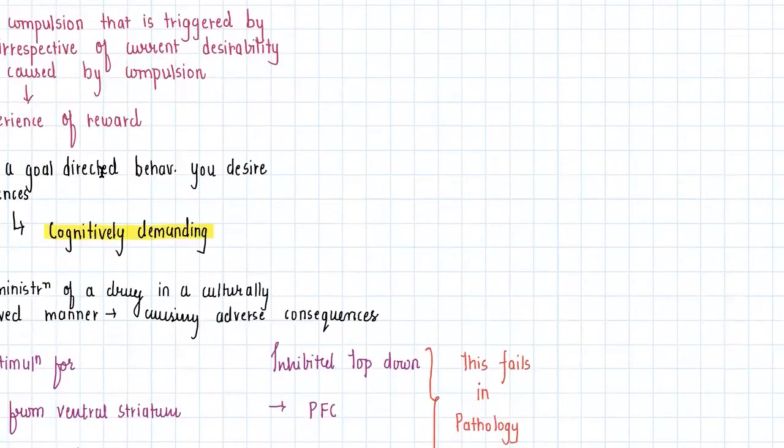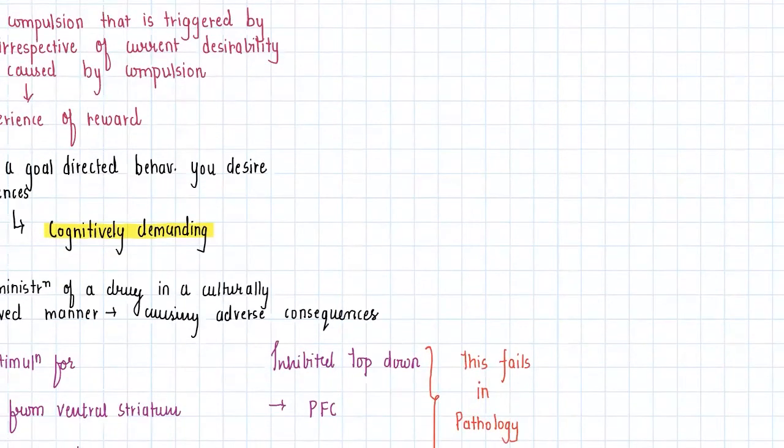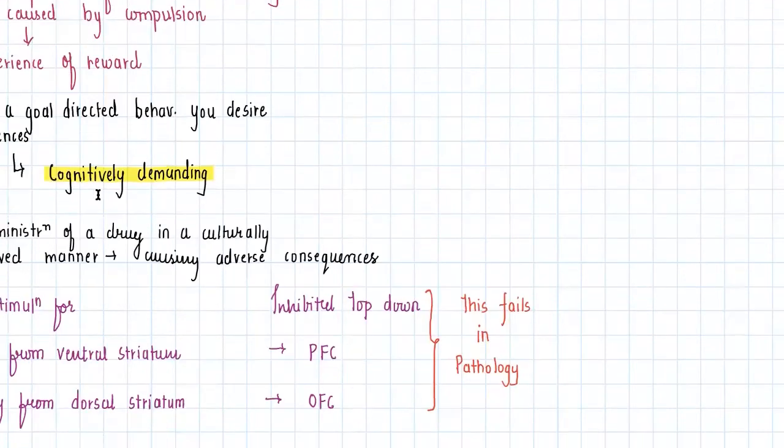It is associated with past experience of reward. When you do a goal directed behavior, you desire the consequence because that is your cognitive demand. You demand some sort of response or some sort of reward for yourself, because in the past it has been rewarded, biochemically it has been rewarded with such strong incentive, it becomes a compulsion now. So what is abuse? Self-administration of a drug in a culturally unapproved manner, causing adverse consequences.